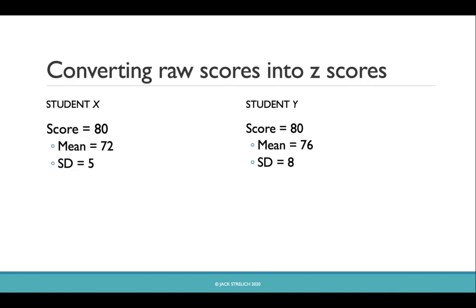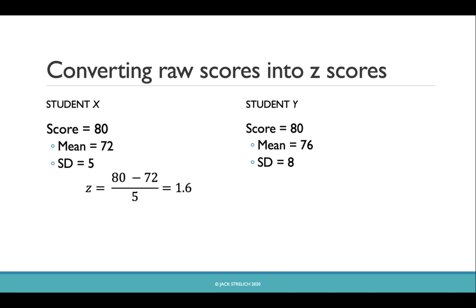So let's see this in action. Again, this is just copy and pasted from the last slide. We have information about student X and student Y. They both got the same score of 80, but the mean and standard deviation of the samples are different. So let's start by finding the z-score for student X.